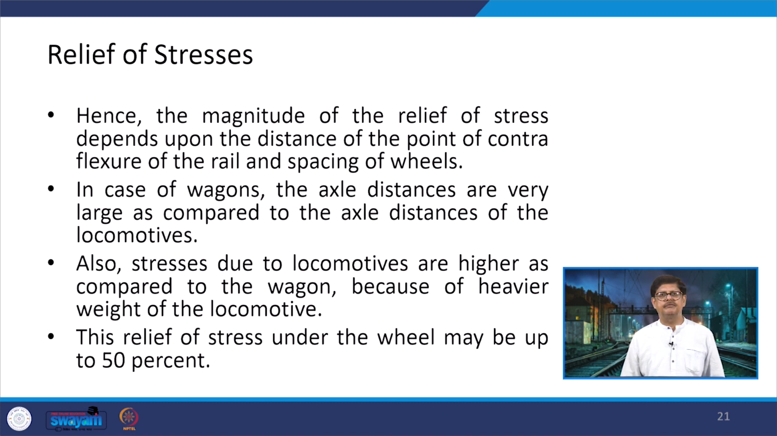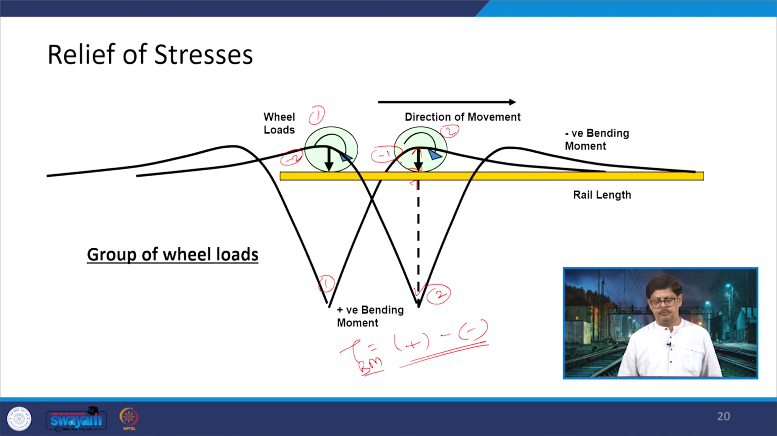Hence, the magnitude of the relief of stress depends upon the distance of the point of contraflexure of the rail and the spacing of the wheels. So, the point of contraflexure is here and the spacing of the wheels is being taken like this. So, with respect to this point x and the spacing s.